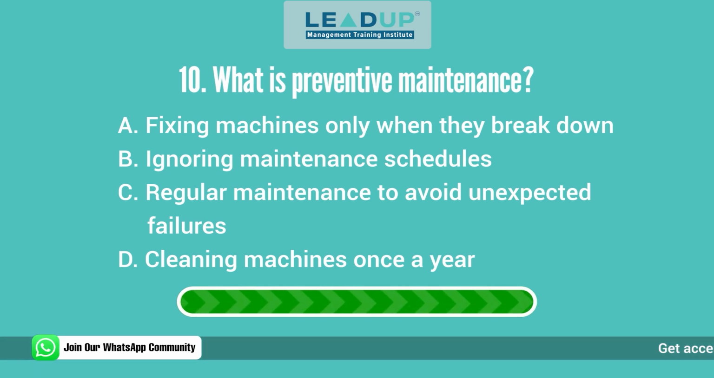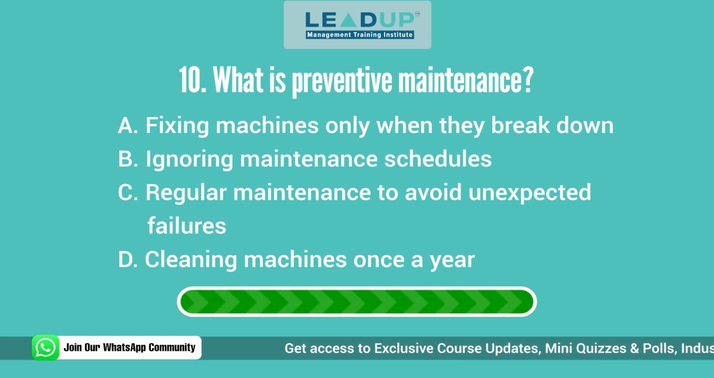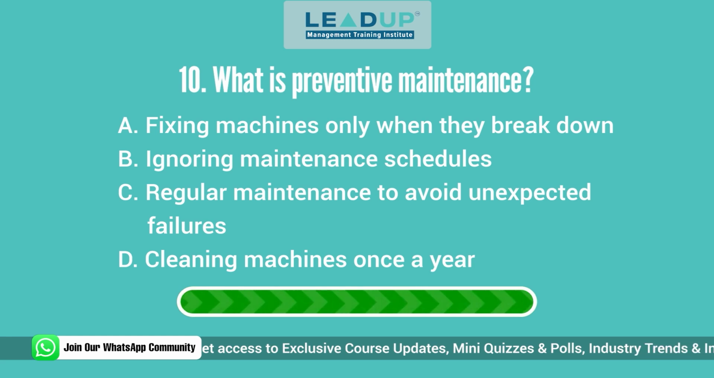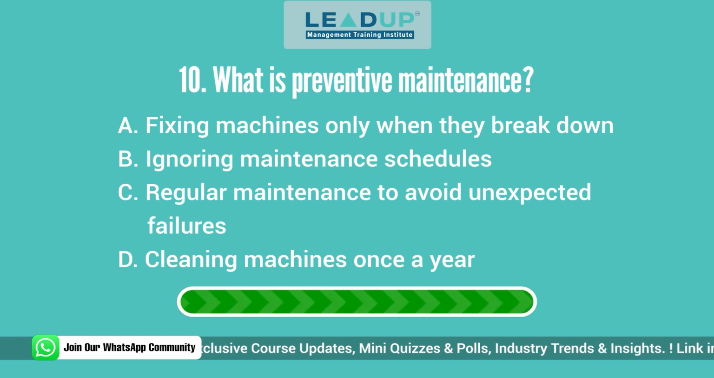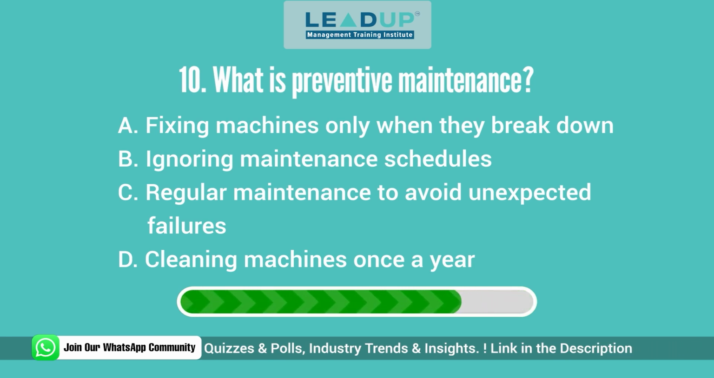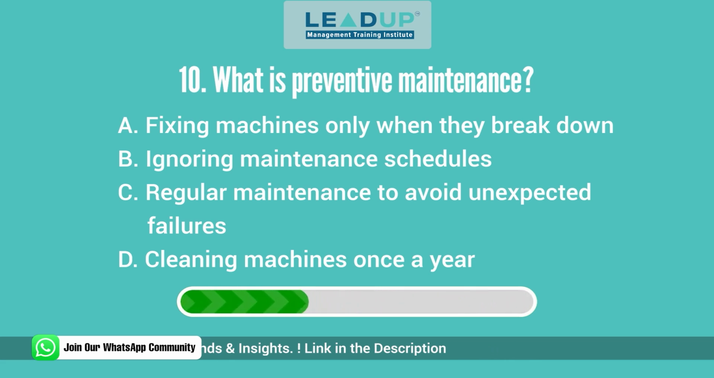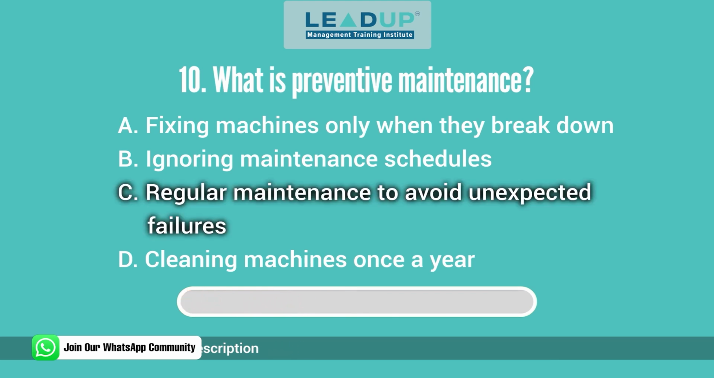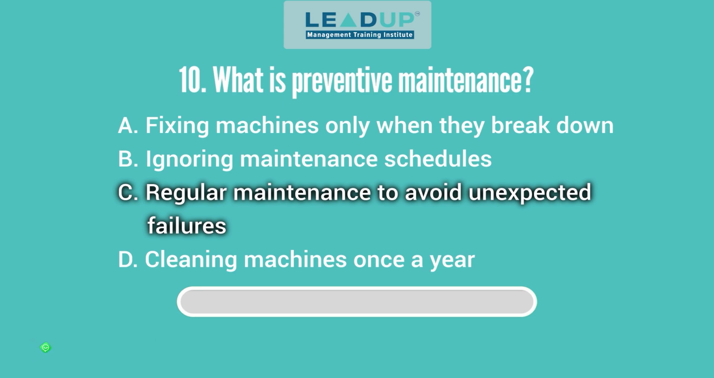Question 10. What is preventive maintenance? A. Fixing machines only when they break down. B. Ignoring maintenance schedules. C. Regular maintenance to avoid unexpected failures. And D. Cleaning machines once a year. The answer is regular maintenance to avoid unexpected failures.